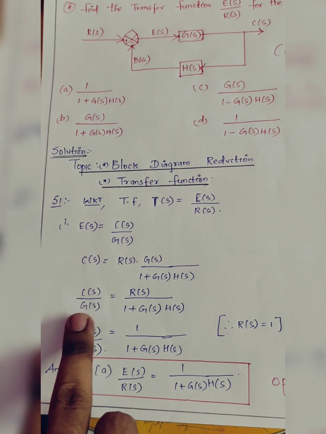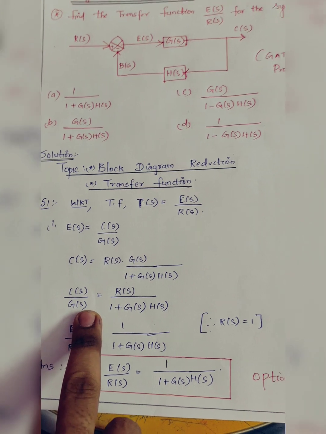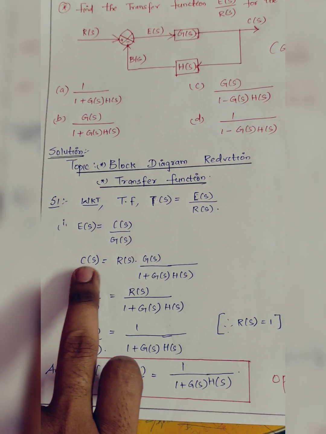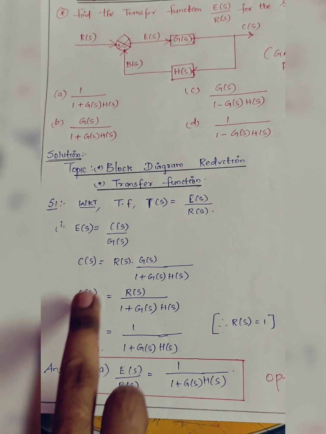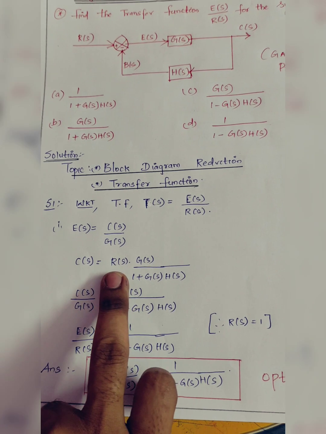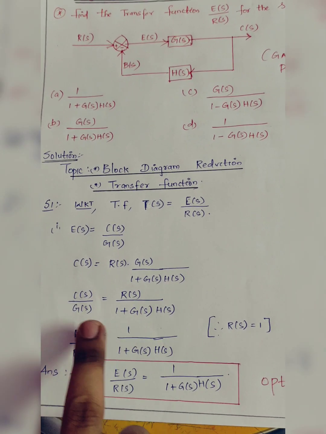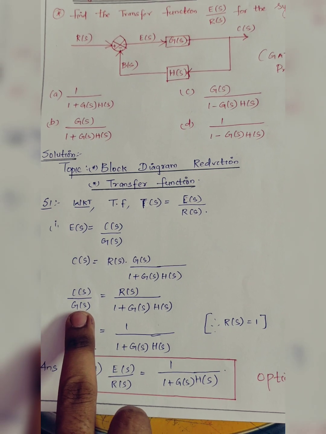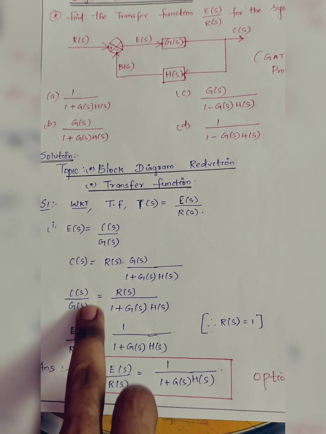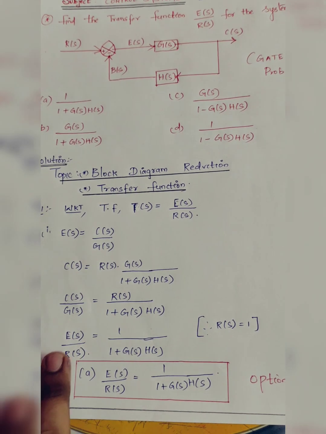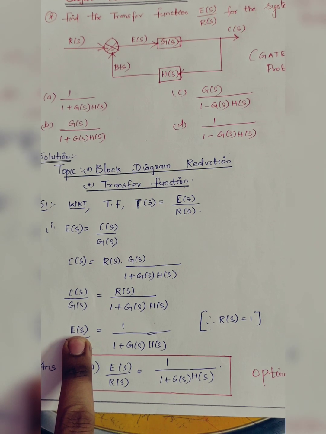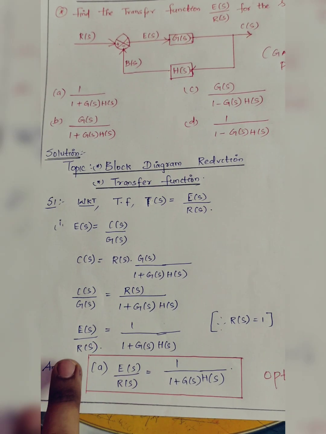Bring this G of S down. So already C of S is here. Take this G of S down. C of S by G of S is equal to R of S divided by 1 plus G of S into H of S. Now C of S by G of S is nothing but E of S. Replace it as E of S. Then bring this R of S down.